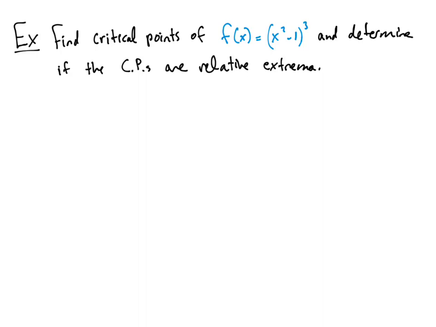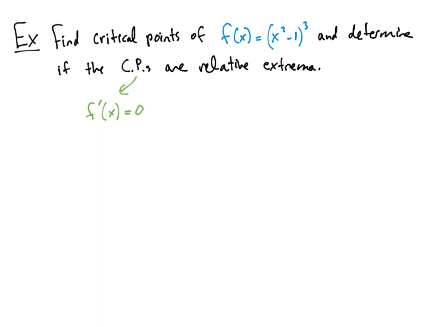So let's look at an example here. It says, find the critical points of the function f of x is equal to x squared minus 1, all of that cubed, and determine if these critical points are relative extrema. In order to find the critical points for a function, we want to solve the equation f prime of x is equal to 0.